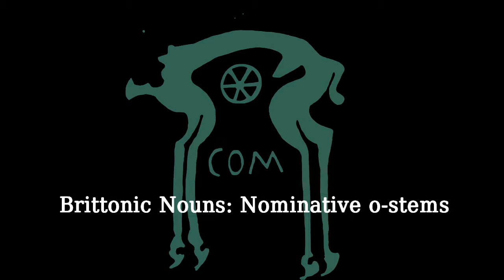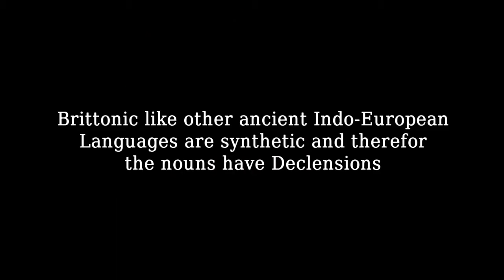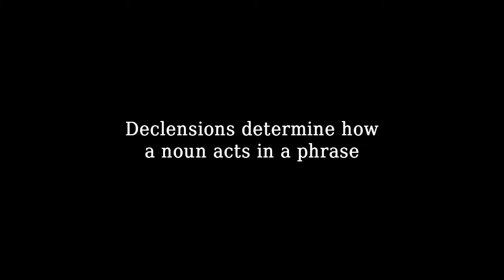My name is Rhys Saunders, and today's video is going to be about nouns in Brittonic. It's going to be about Ostem nouns in the nominative case. In Brittonic and the Indo-European languages, the nouns have something called declensions, and a declension shows you how that noun acts in the phrase or sentence.